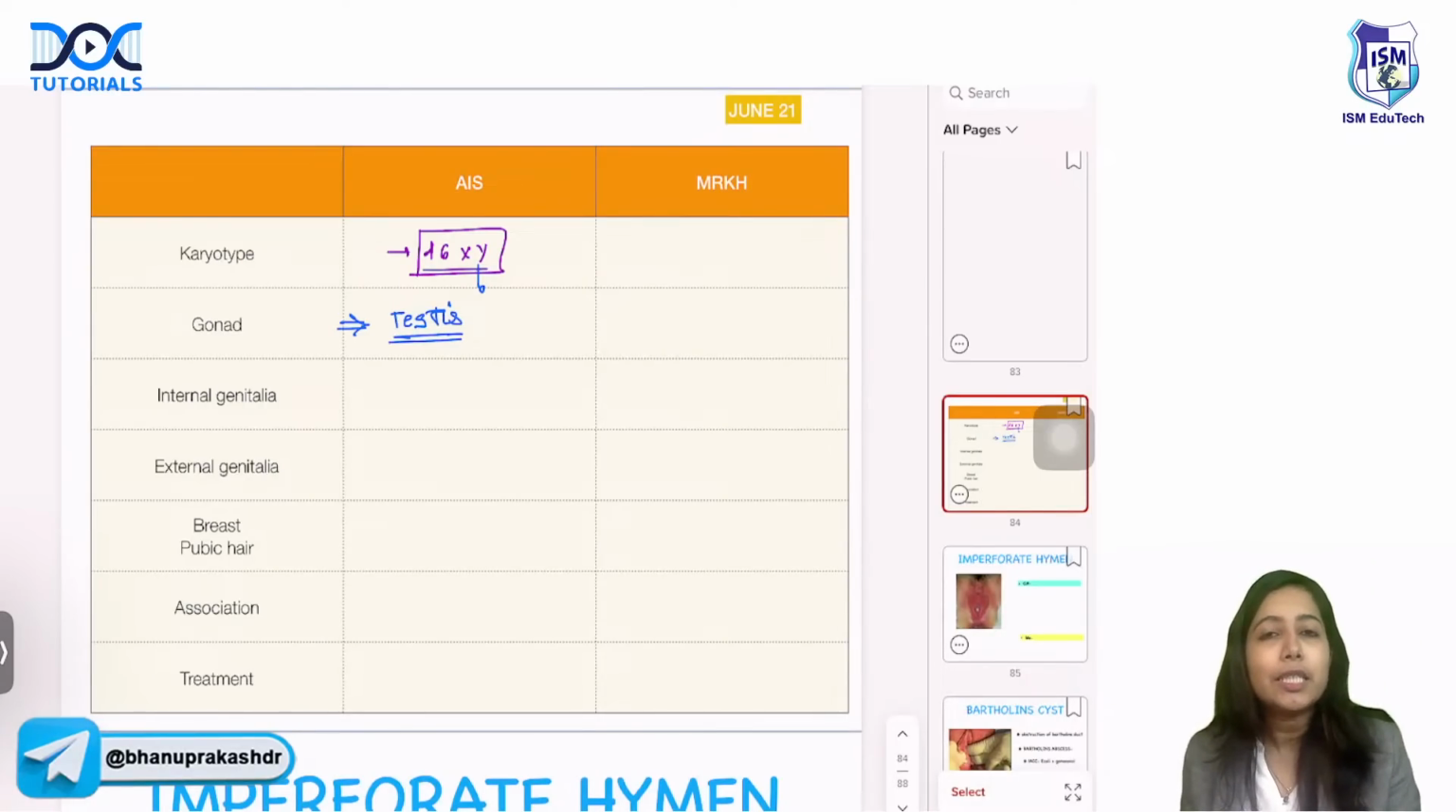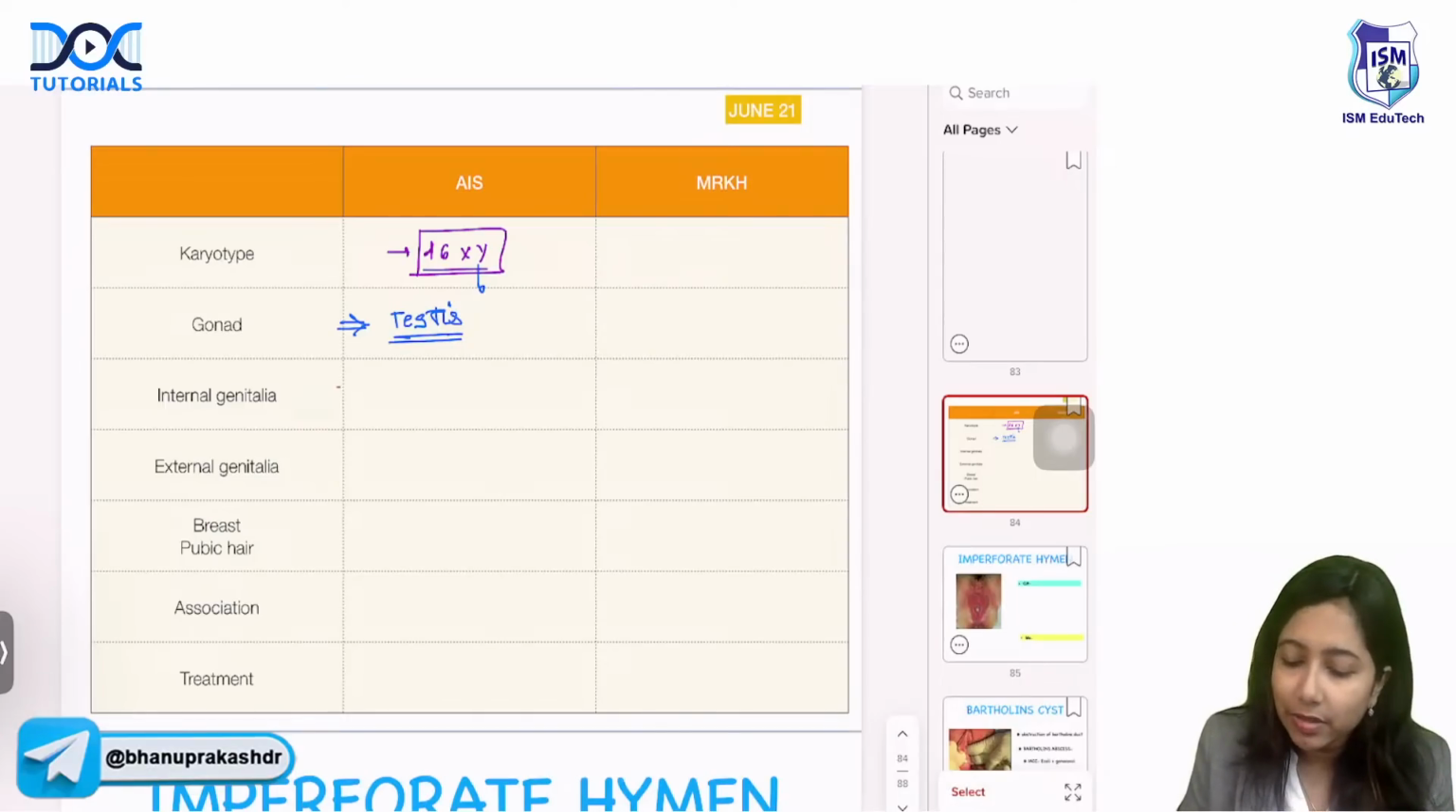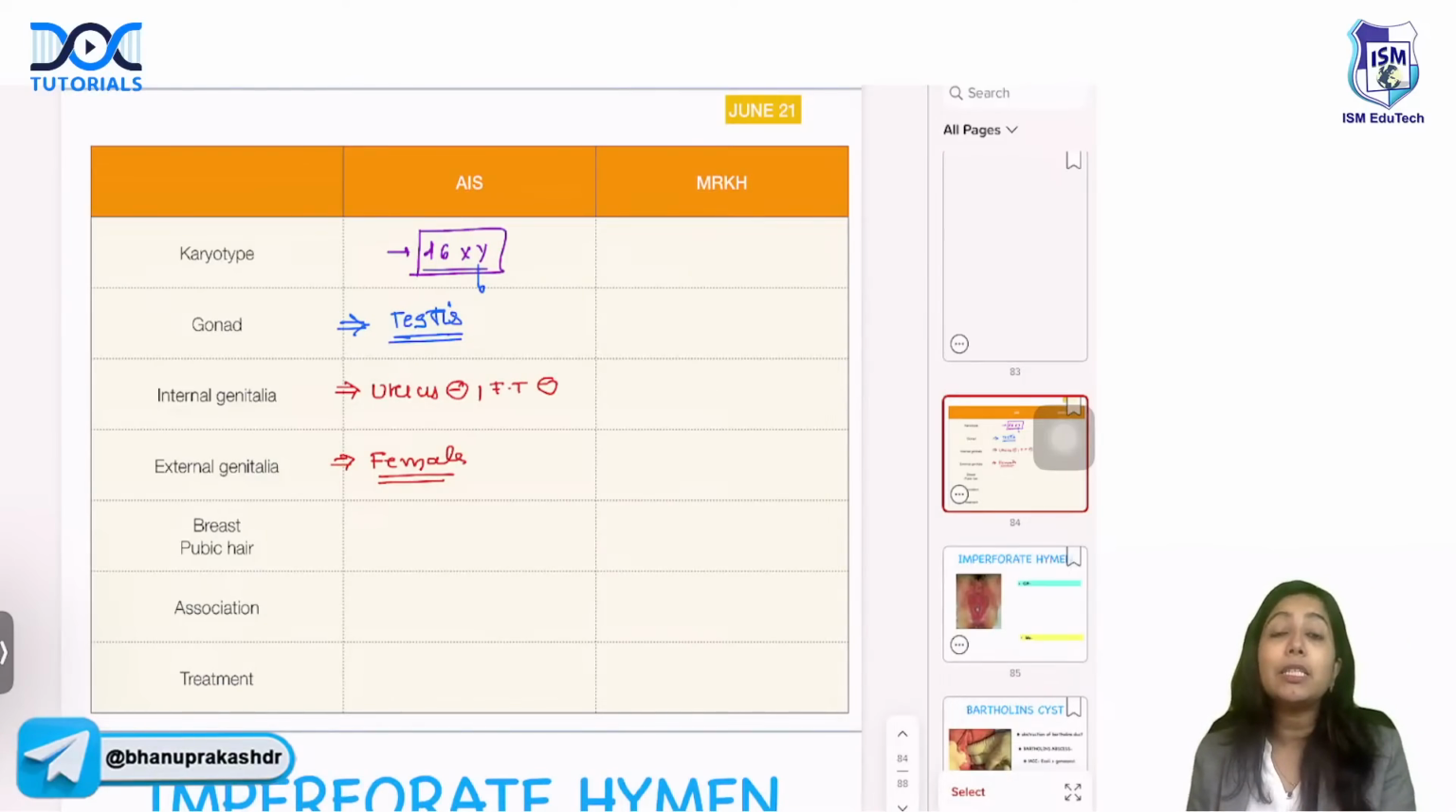In the internal genitalia, in androgen insensitivity syndrome, they don't have a uterus. The uterus is absent. They don't have a fallopian tube. But the external genitalia is that of a female. As the name suggests, it is androgen insensitivity syndrome. The body is insensitive to androgen. That is why the internal Wolffian duct does not develop properly.